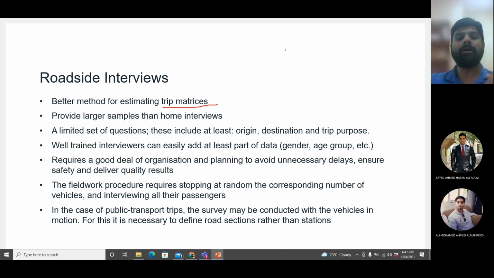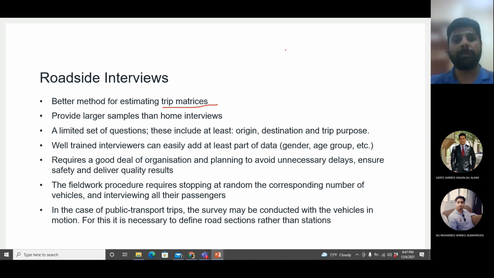Okay, roadside interviews need a lot of organization, permissions, safety issues. So this is a disadvantage then. You have to arrange the people who will come at the same time and where they will stop, where they will stand, how they will manage the papers and the pen and the stationery. So it's very hectic. I have done it. It's very hectic.